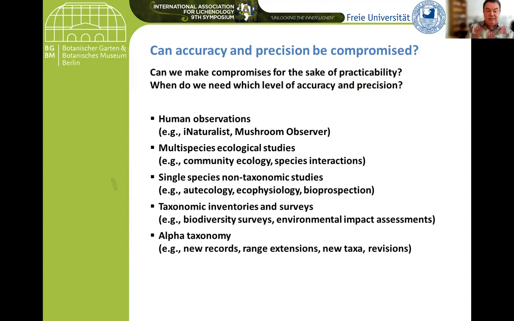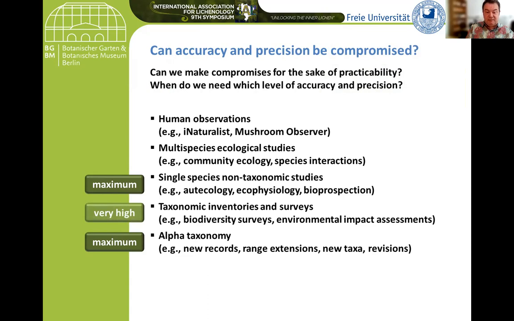So I would say in single species studies and in alpha taxonomy, we need maximum level of precision and accuracy. In taxonomic inventories, we need a very high level. We can get away with a small number of species that may not be able to be identified. But usually, where possible, we get to the species level. And we should use the tools that are necessary for that.